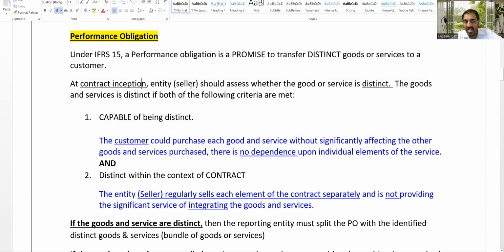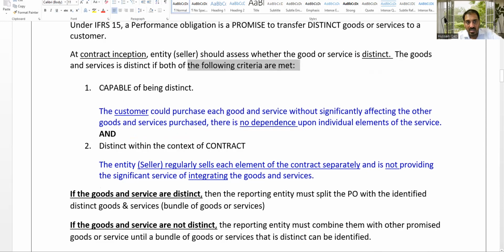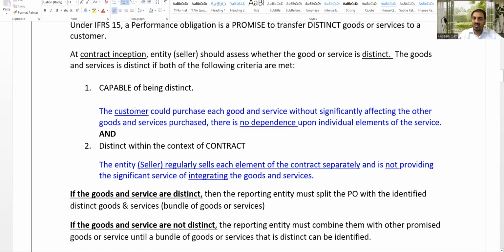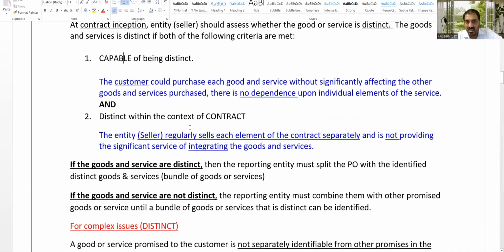At contract inception, the entity, meaning the seller, should assess whether the good or service is distinct and need to filter out the goods and services that are distinct if both criteria are met. Number 1, capable of being distinct. Number 2, distinct within the context of the contract. Capable of being distinct means the customer will be able to purchase the goods independently, meaning goods or services are not interdependent. And distinct within the context of the contract means the seller can sell the service independently.